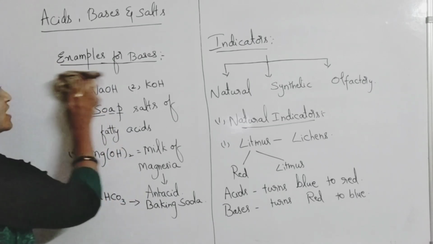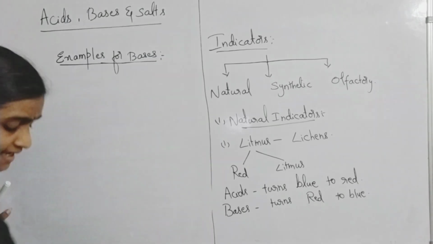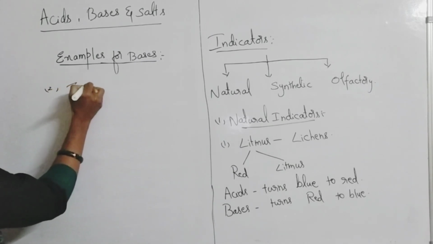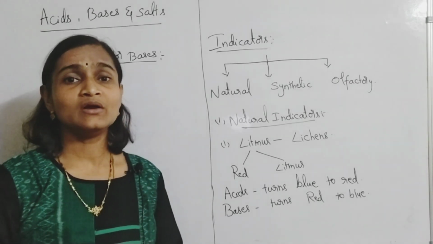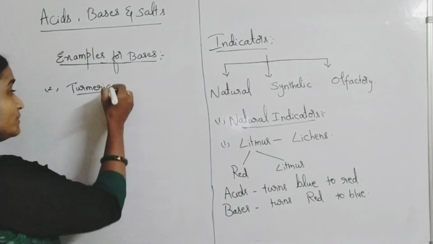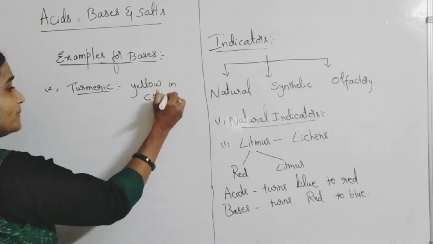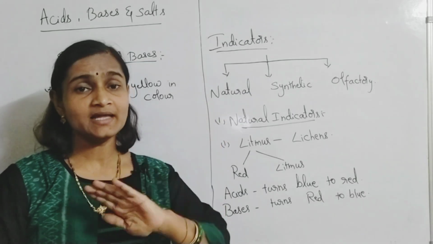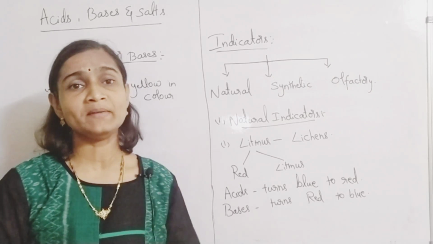So the second example of natural indicators, you have to remember, is turmeric. Now turmeric is an example of a natural indicator. You all know that it is yellow in color. The turmeric root will be yellow in color. If you make a turmeric paper, that means if you make a paste of turmeric powder and apply that paste on a paper.